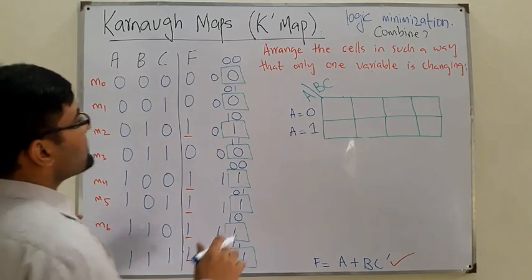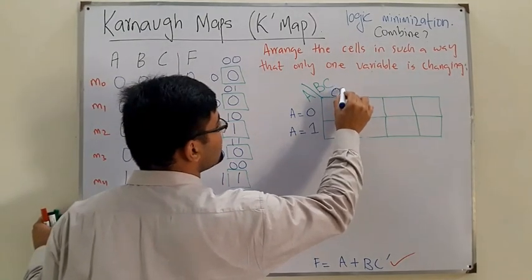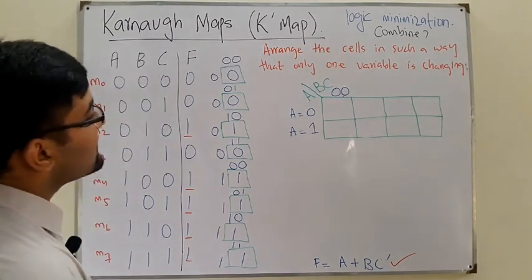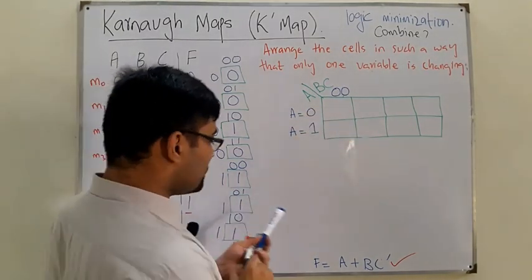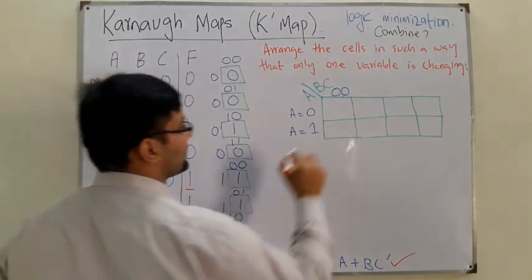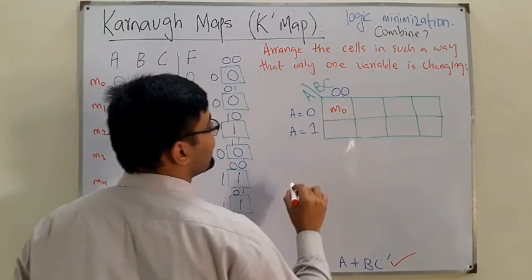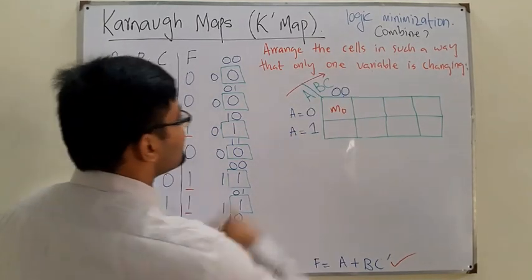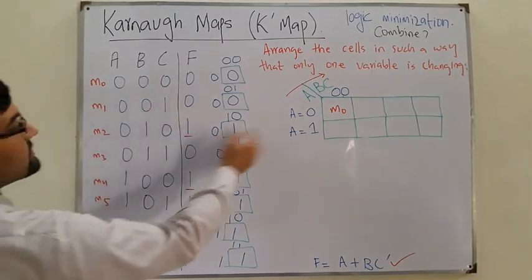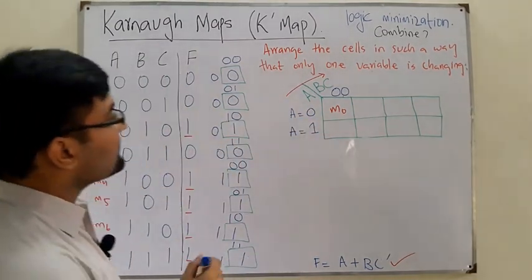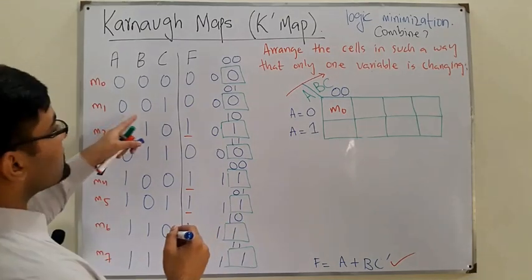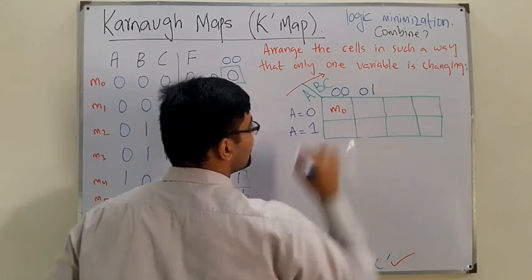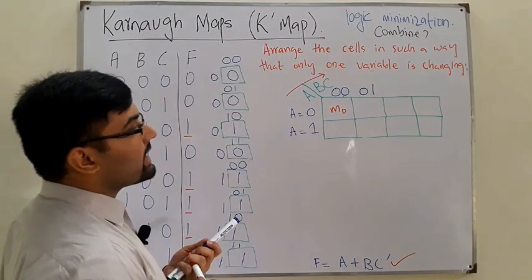So let's say the first combination is 0, 0. Okay. So now this is 0, 0, which means this cell has become M0. Why? Because you go from the MSB to the LSB in this direction. So you have 0, 0, 0. This is M0, okay? Now the next one is 0, 0, 1. So you have a 0 over here for A, B is 0 and C is 1. So this becomes your M1.